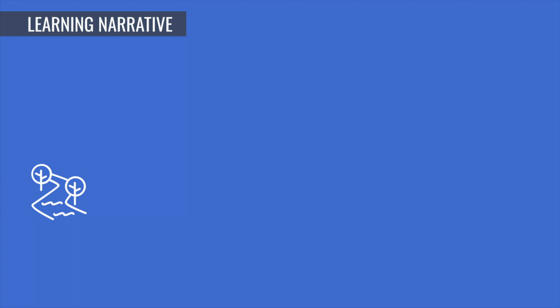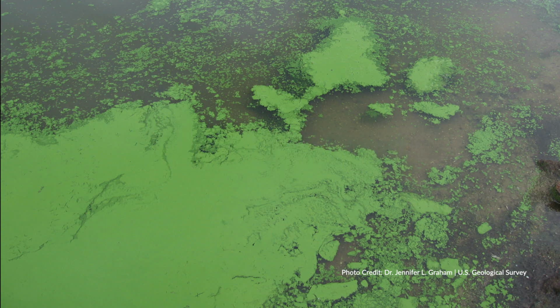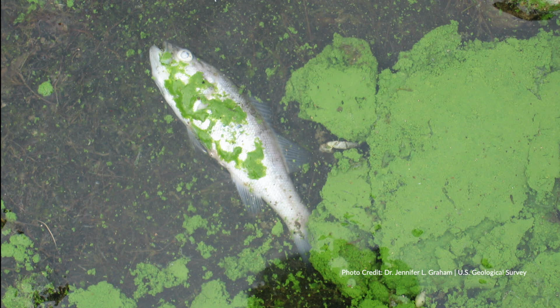The entry event of this learning narrative was the phenomenon of algal bloom. Algal bloom is a fast accumulation of algae in bodies of water due to an excess of nutrients, usually nitrogen or phosphorus, that comes from urban runoff and fertilizer runoff. As a result, this phenomenon can affect all parts of the environment.